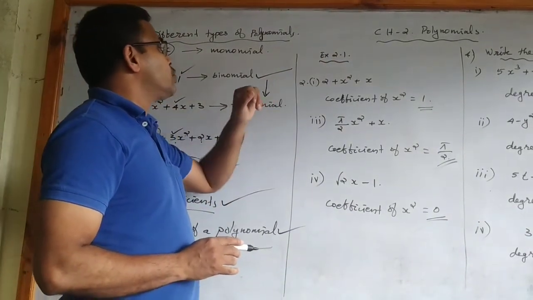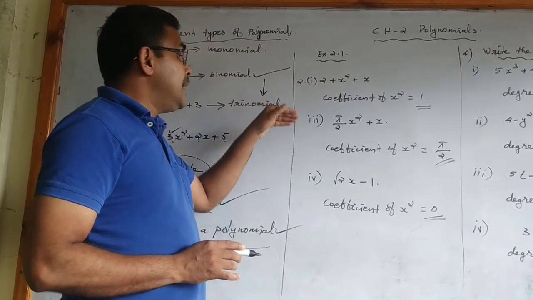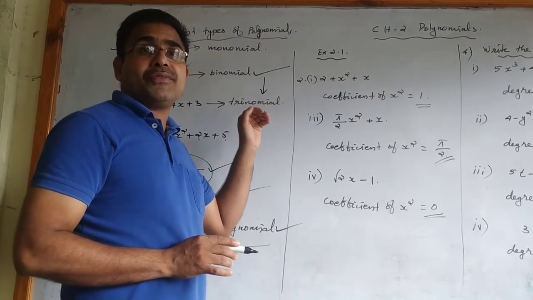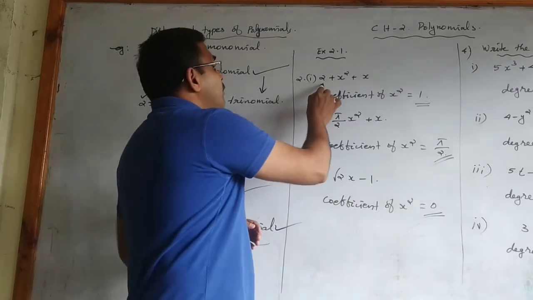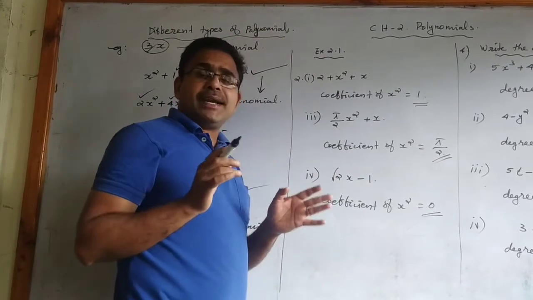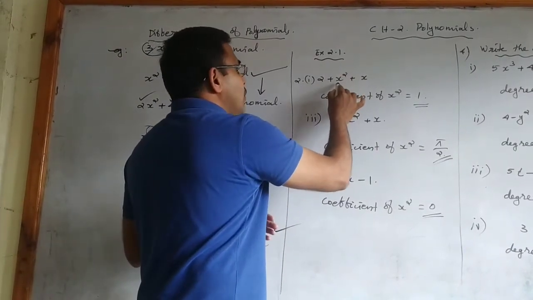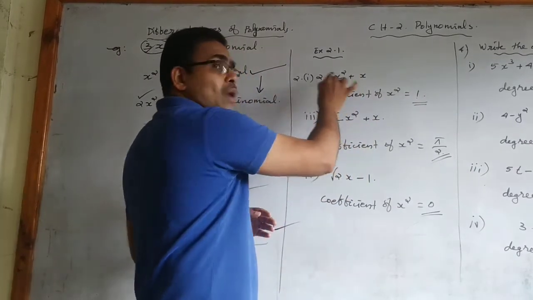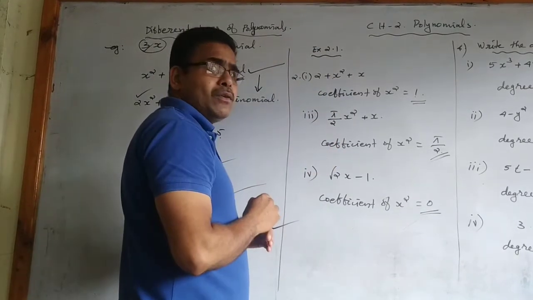That is question number 2. Listen. The question is to find out the coefficient of x square of the given polynomials. You see question number 1. The polynomial is given as 2 plus x square plus x. Find out the coefficient of x square. Here, what is the coefficient of x square? The coefficient of x square is equal to 1. Because there is no other number given as a constant, that is why the coefficient will be 1.